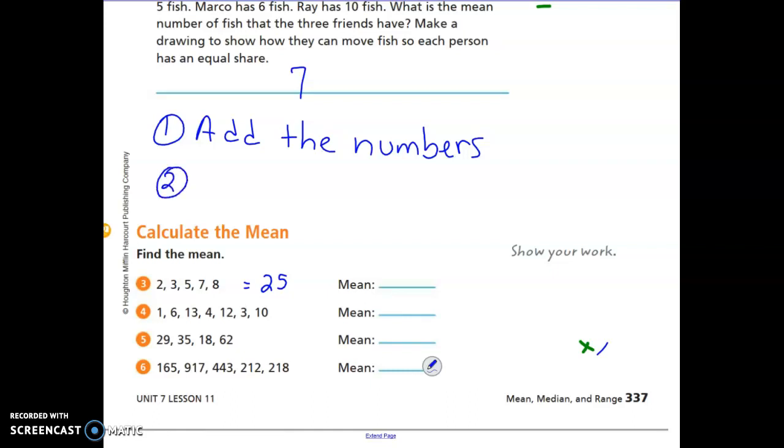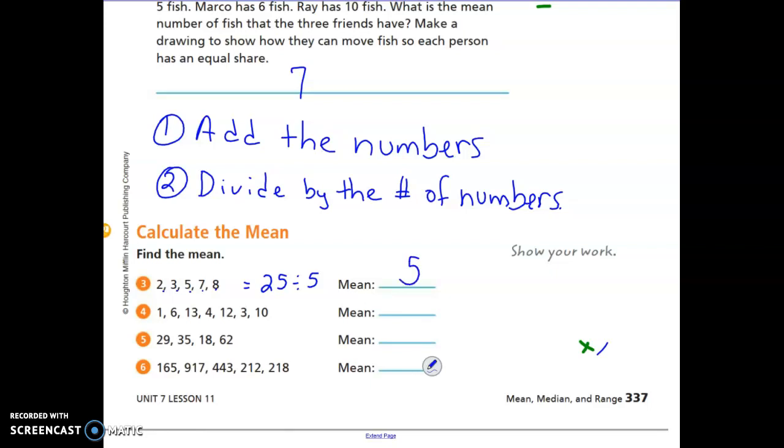Second thing is you're going to divide. This is going to sound strange, but you're going to divide by the number of numbers. What? Okay, write that down. Divide by the number of numbers. So how many numbers do we have here? 1, 2, 3, 4, 5. We have 5 numbers, so we're going to divide by 5. What's 25 divided by 5? It is 5.